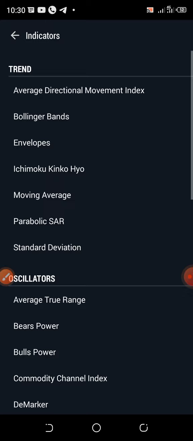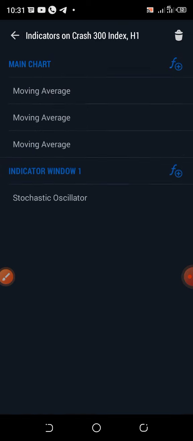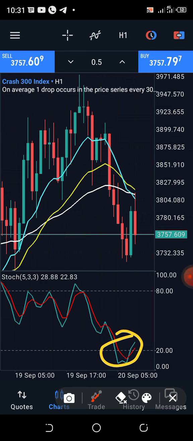Then the next thing you'll be adding for clarity is the stochastic oscillator. This stochastic oscillator, you'll be needing it by default, but just change this one to exponential. Then you touch this place and this is what you will have. Now, if you follow this thing here, you will see that this place is pointing up. But based on what the market is all about, if you follow the candlestick, you will know that this is a fake indicator signal at the moment.